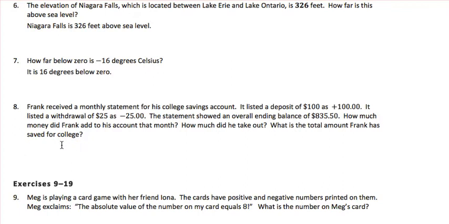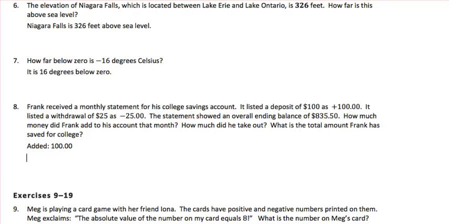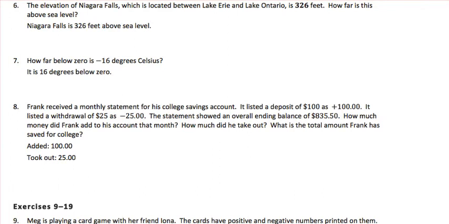So Frank added $100. He took out $25. And notice we don't put a negative sign on that amount because we were already saying that he took it out. And finally, his saved amount is $835.50. The total amount that Frank has saved for college.